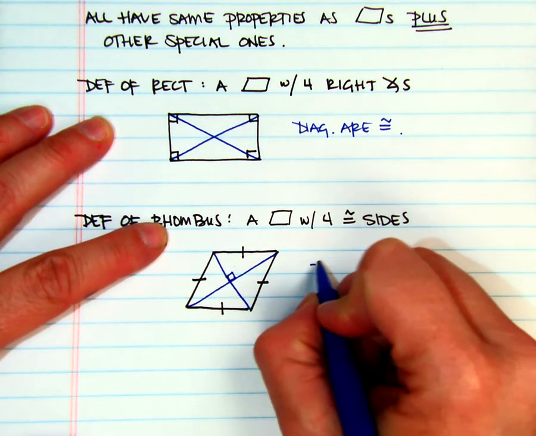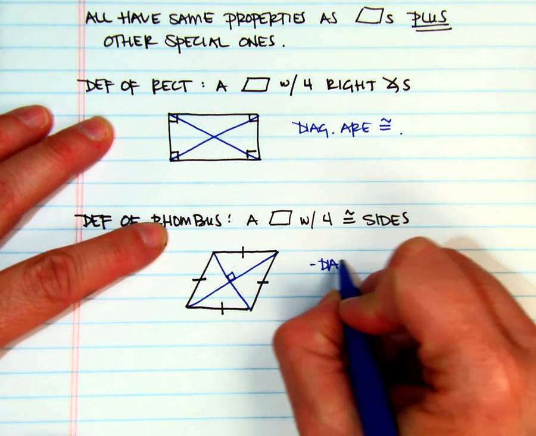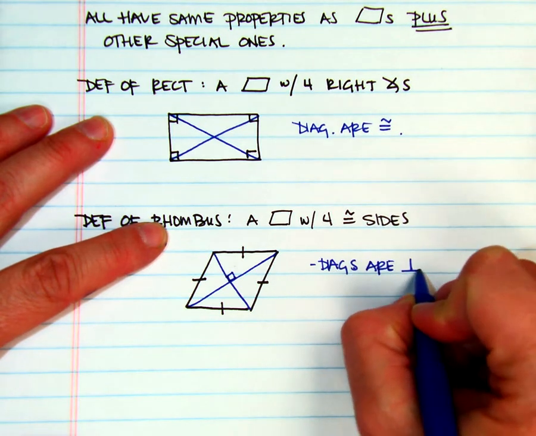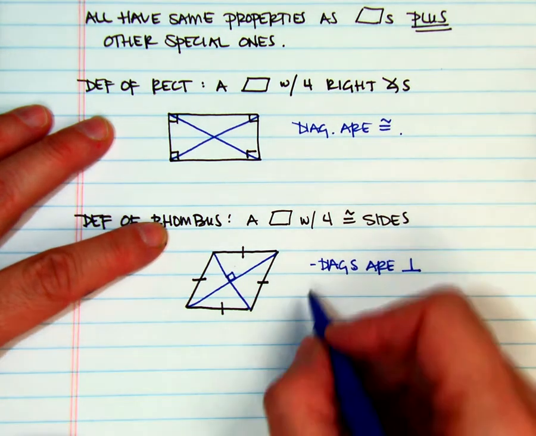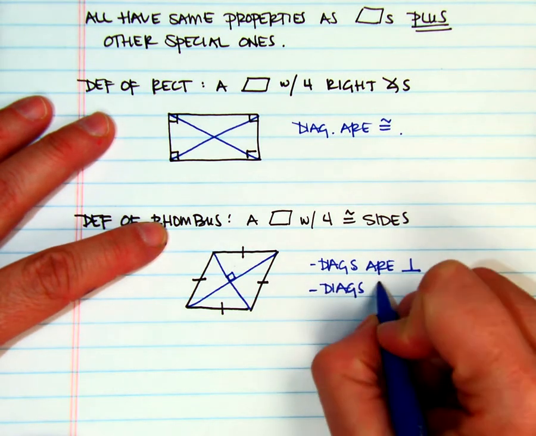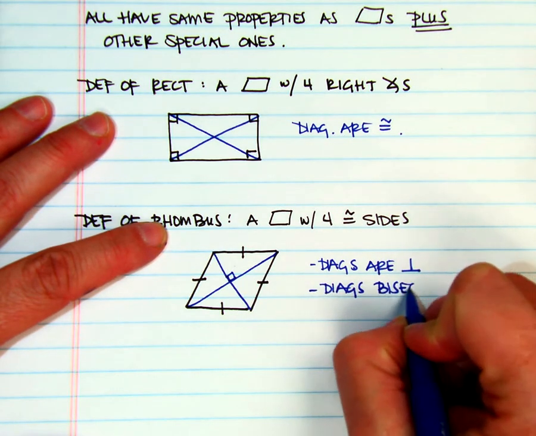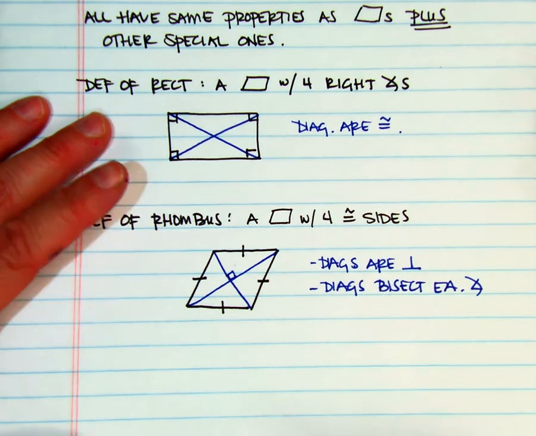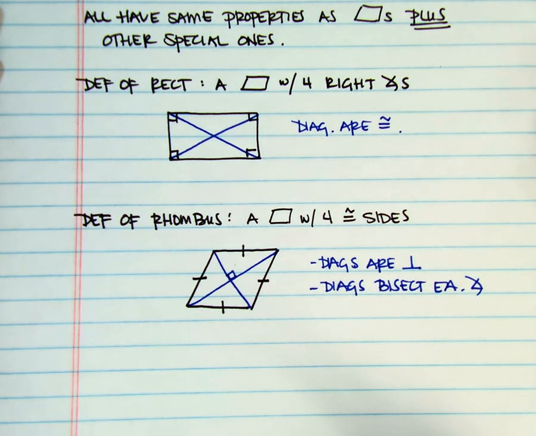The diagonals, see, are perpendicular, and the diagonals bisect each angle. If you remember, you're probably asking, well, don't they bisect each other? Well, yes, they still bisect each other because they are still a parallelogram.